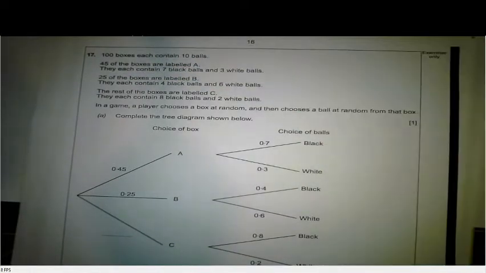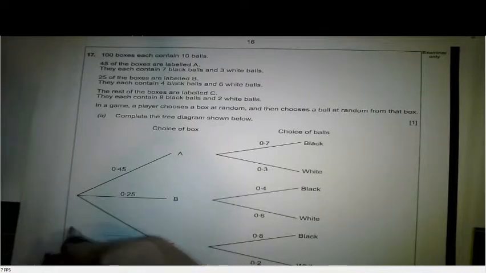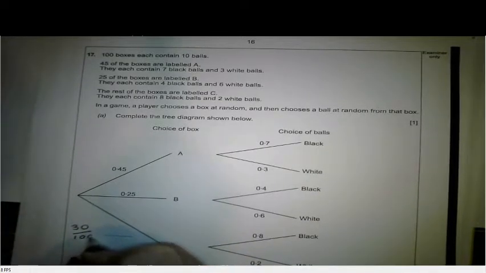The rest of the boxes are labelled C, so how many boxes which are labelled C do we have? Well, it's 100 minus 25 and 45. So 25 and 45 is 70. So we have 30 boxes labelled C out of 100, which is equal to 0.3. That's one way of calculating this.